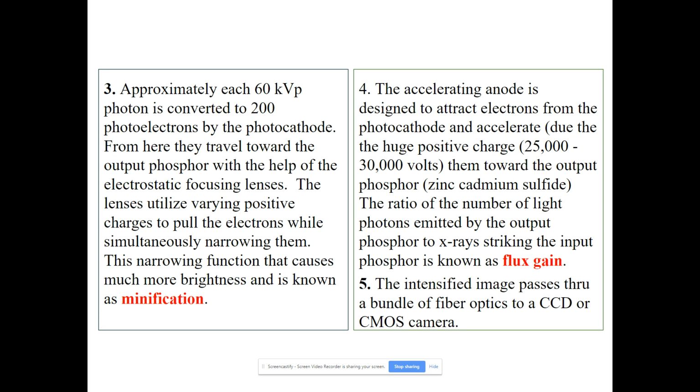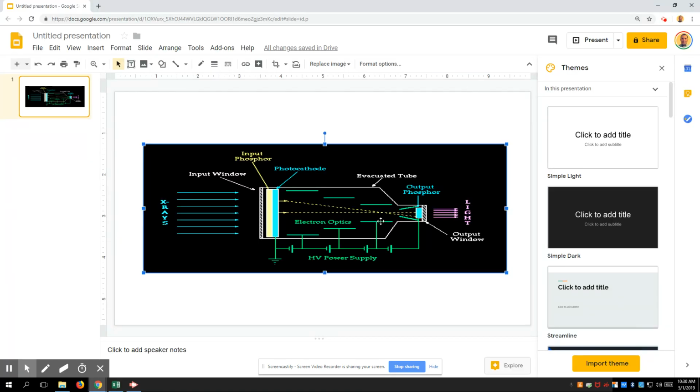So we have these electrons that were just produced after the light was converted by the photocathode, a mixture of antimony and cesium, into electrons. So now we need to apply our potential difference, our kV, it's 25,000 volts, 25 to 30,000 volts, and zip those electrons across the tube.